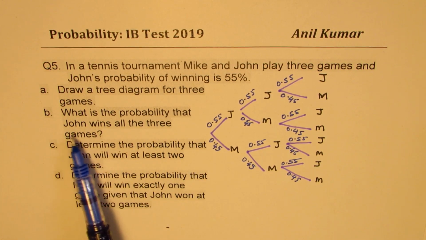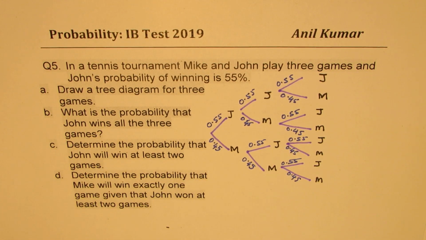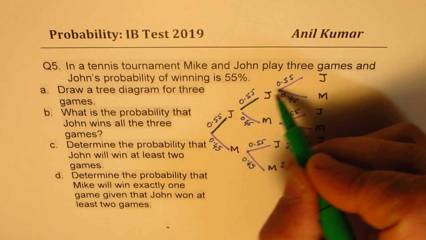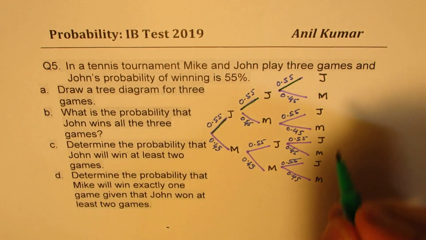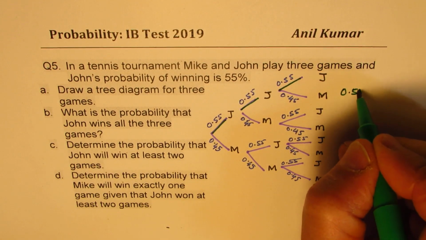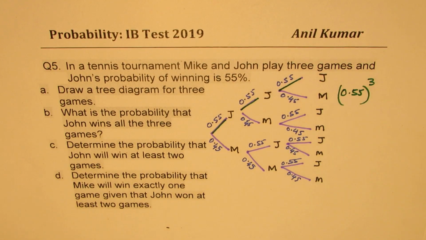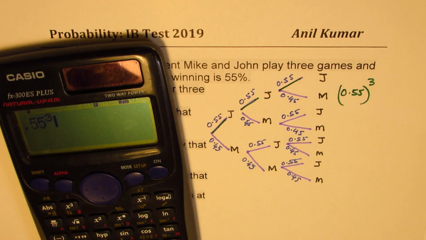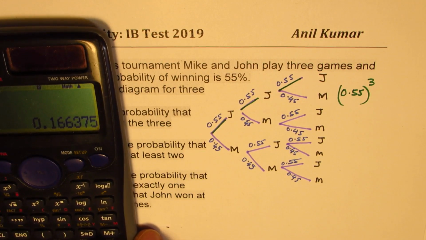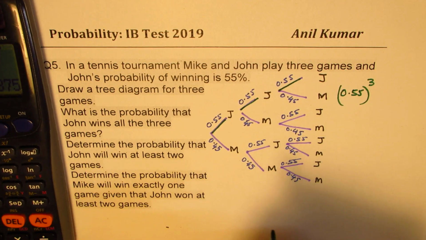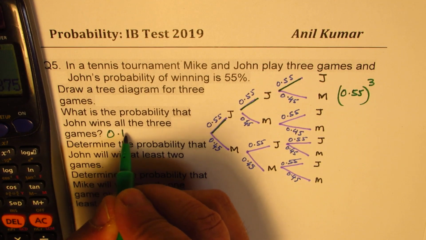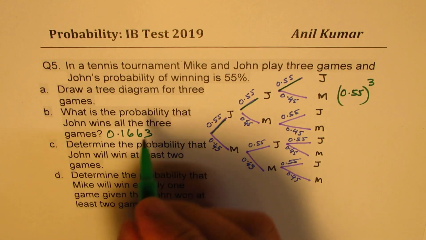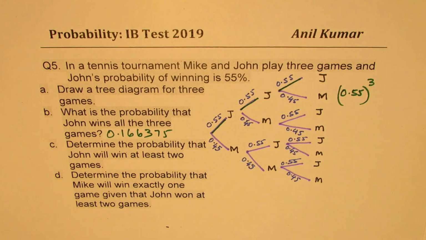What is the probability that John wins all the 3 games? So we are looking for this section. John wins all the 3 games. So it is 0.55 whole cube. Correct? So that is your answer. We have 0.55 cube equals, in decimals, 0.1663. You can round it to 0.166375.